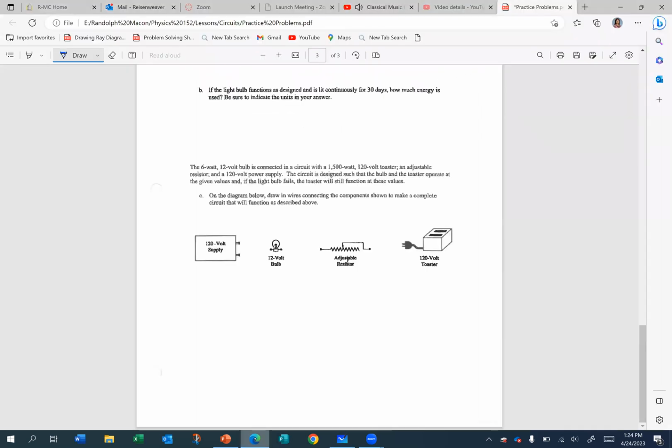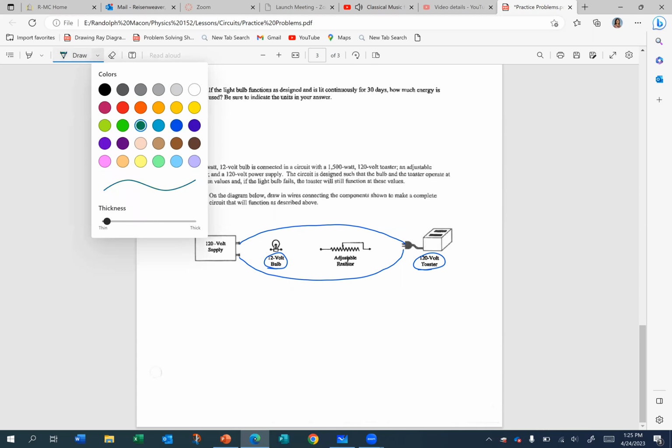All right, this last part here. How would I connect these to make this work? So an adjustable resistor means you can determine whatever value you need in the resistance to use in the circuit. In this case, we know this gets 120 volts, so we want that connected directly to the power supply, right? This only gets 12 volts, so we need something in there to share the voltage. And that's where we will connect it in a parallel circuit.